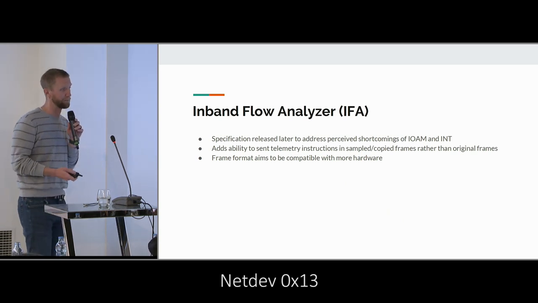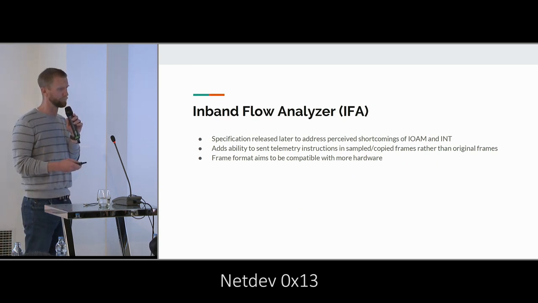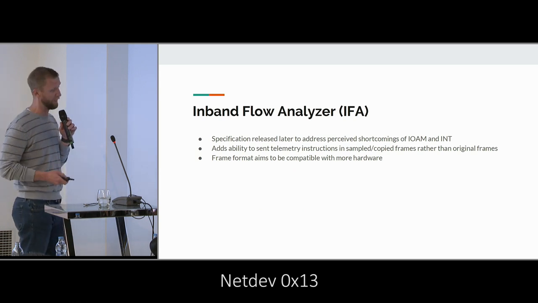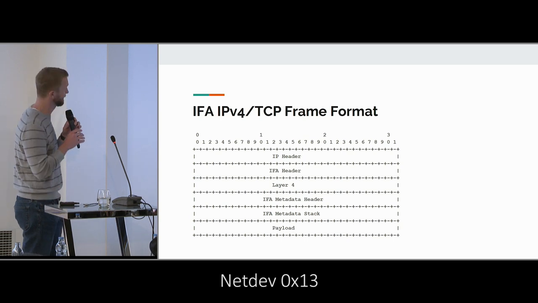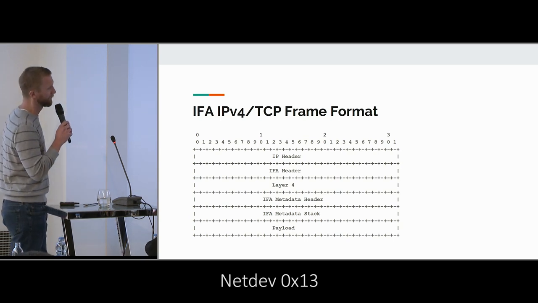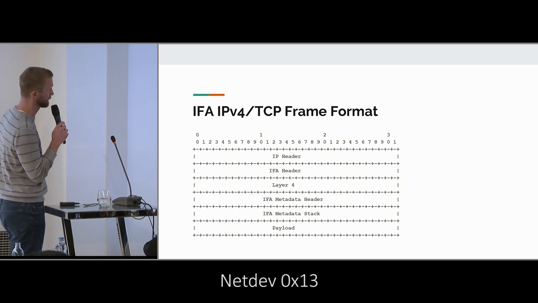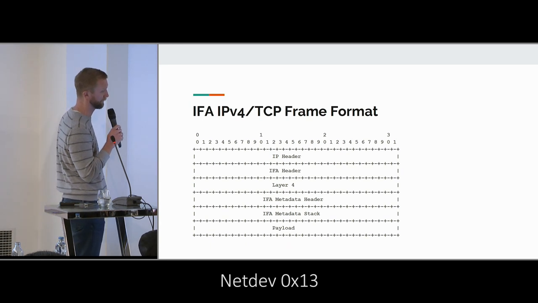Also, when we talk about the sampling case, the frames can be dropped on the way out. You don't have to deal with them. And the frame format, the aim is for it to be a little bit more compatible with hardware. Everyone will probably notice some of the issues with that right here. So in this case, if we had an IPv4 TCP frame, now what we have is our IP header, then we have an IFA header inserted, then we have our layer 4 data.